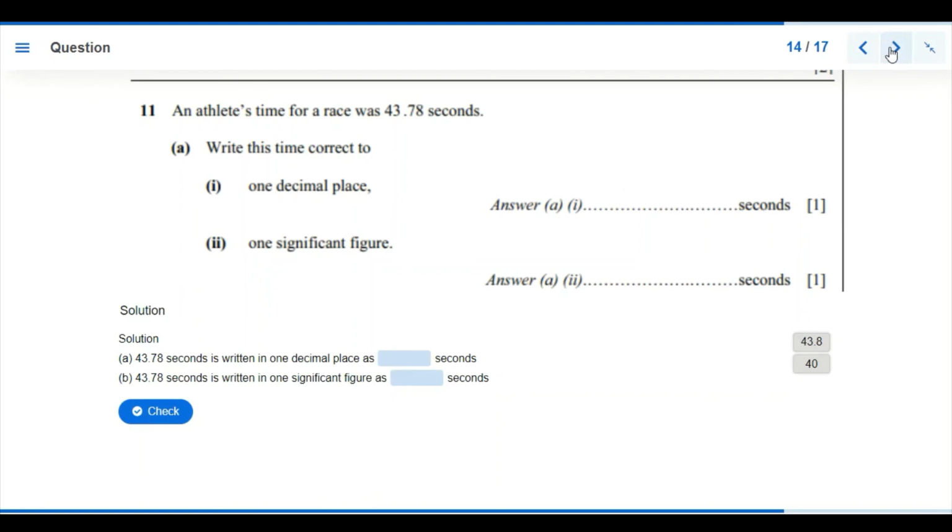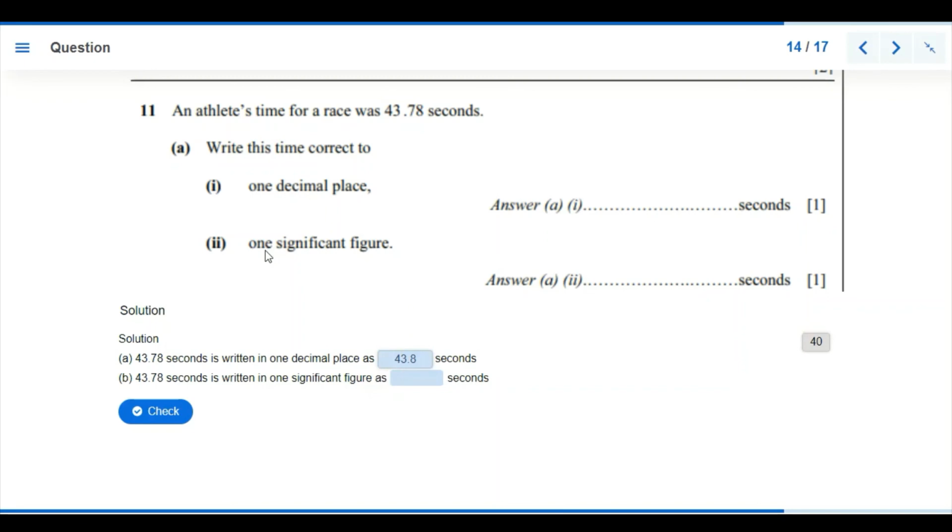The first one is telling us that an athlete's time for a race was 43.8 seconds. So we have to write the time correctly to one decimal place and one significant figure. So for one decimal place, the point is very important. So we round this up just once, and by the time we round 8 up, it gives 1. 1 plus 7 will give 8. So our answer is going to be 43.78.